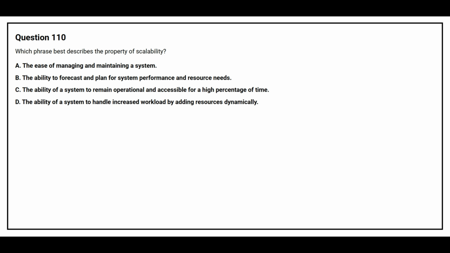Question number 110. Which phrase best describes the property of scalability? Option A. The ease of managing and maintaining a system. Option B. The ability to forecast and plan for system performance and resource needs. Option C. The ability of a system to remain operational and accessible for a high percentage of time. Option D. The ability of a system to handle increased workload by adding resources dynamically. The correct answer is option D. The ability of a system to handle increased workload by adding resources dynamically.